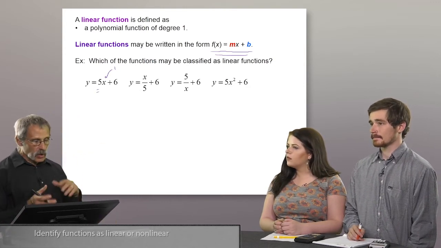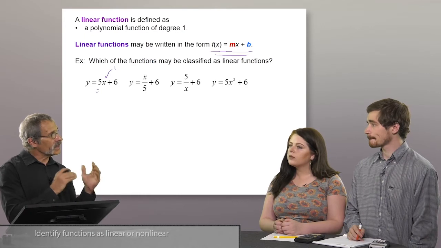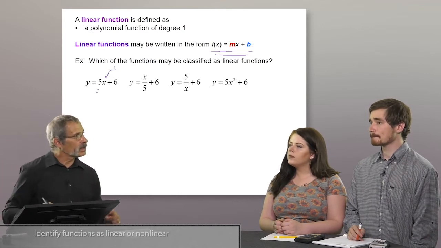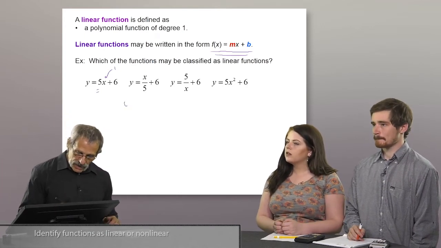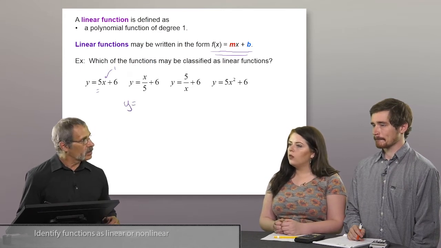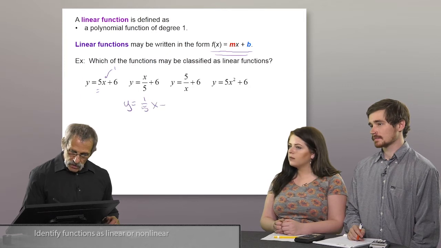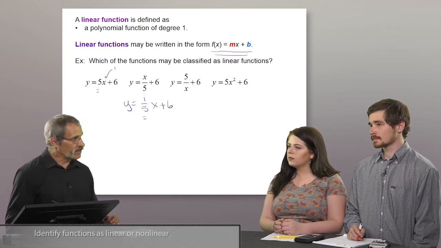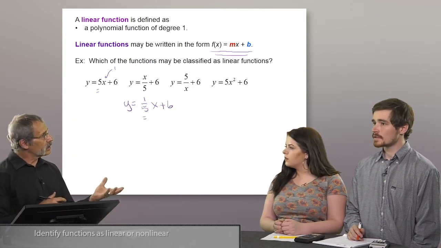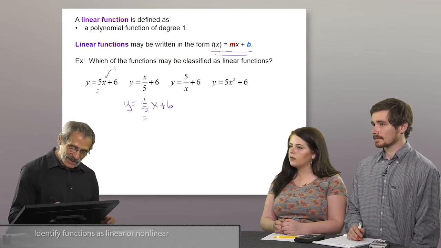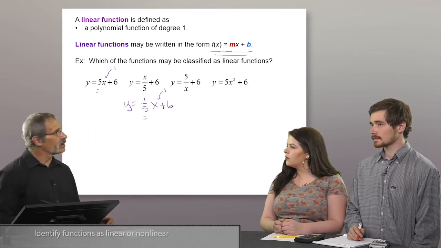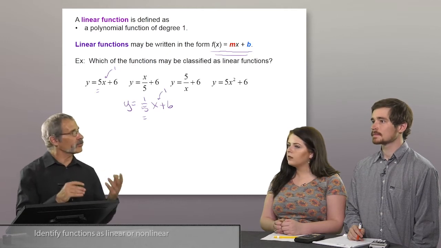Go ahead and look at the second function. Is it a linear function? Yes, because if I rewrite it as 1/5 x plus 6, very good, the coefficient of 1/5 is the slope, and the exponent on the x is a 1. Go ahead and look at the third function.